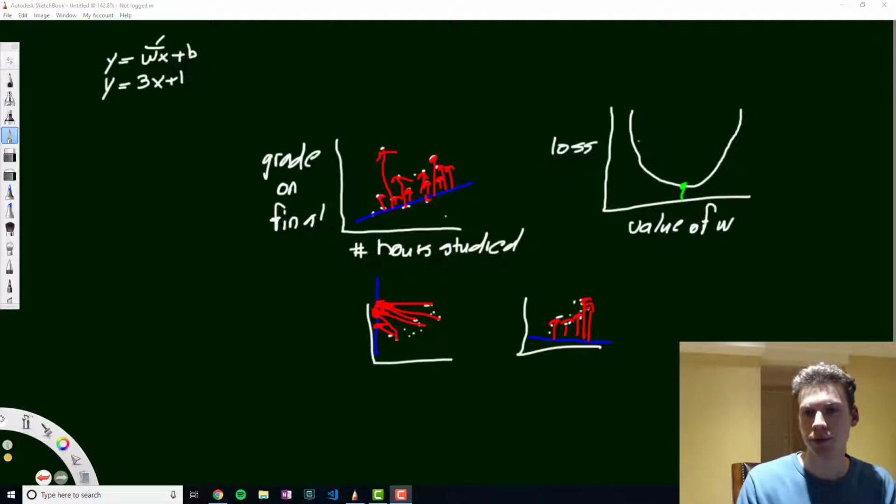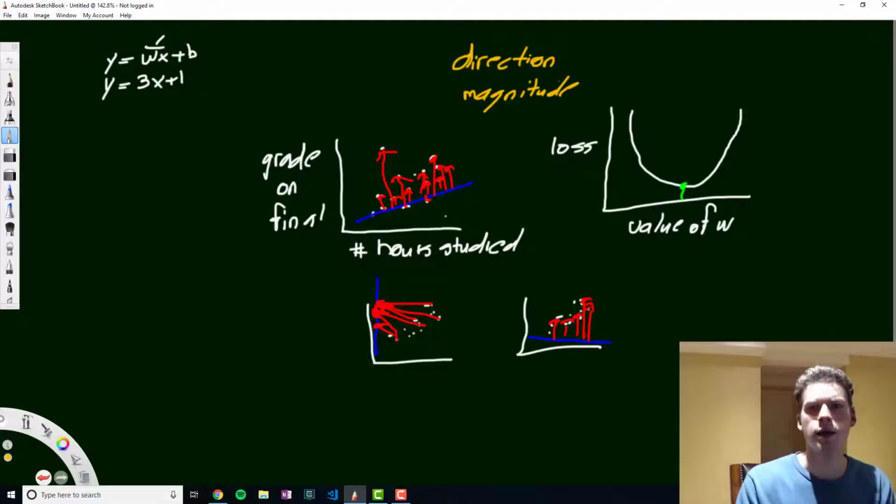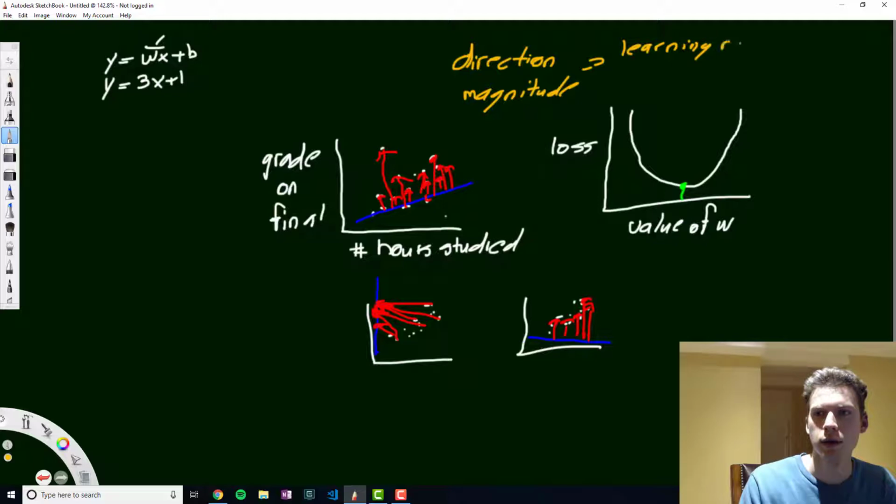And the gradient is going to have a direction, but it's also going to have a magnitude. And the magnitude, we're going to call that the learning rate. And basically this tells us how big of a step size we should use at each iteration.